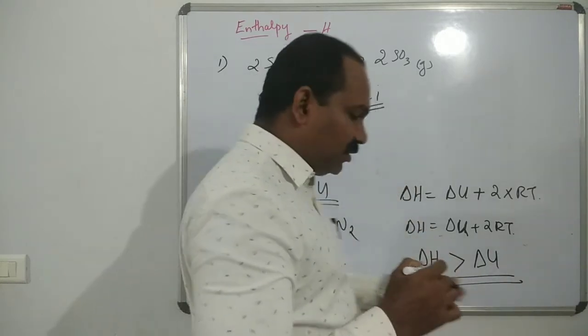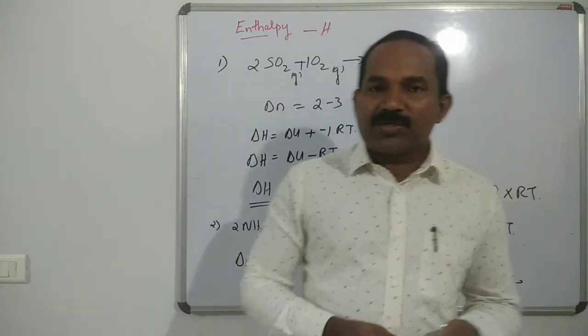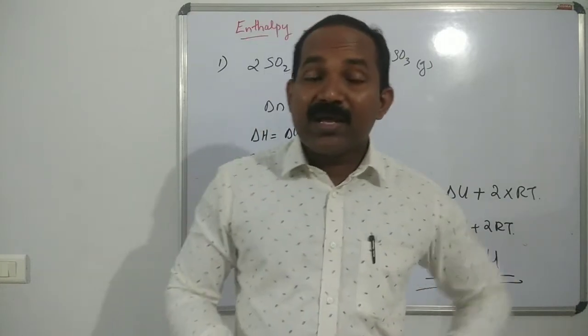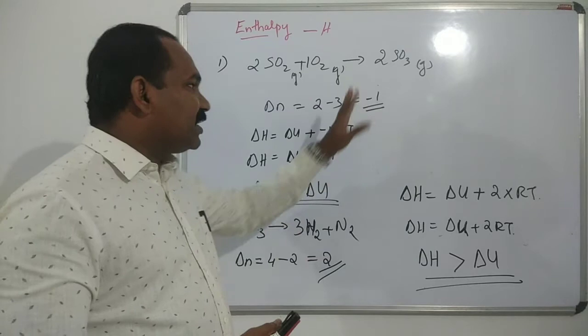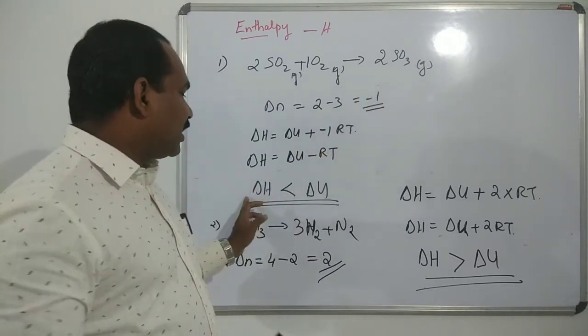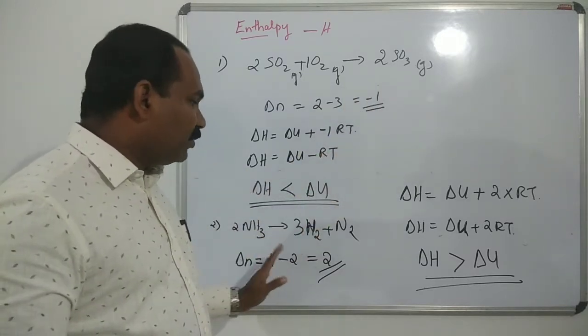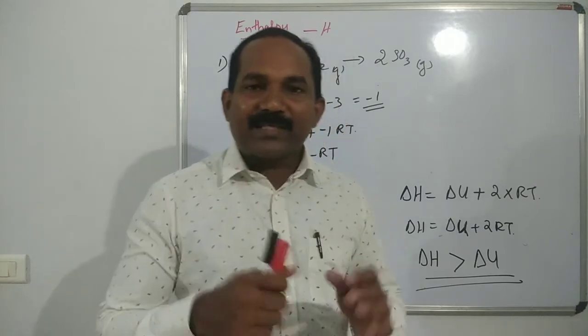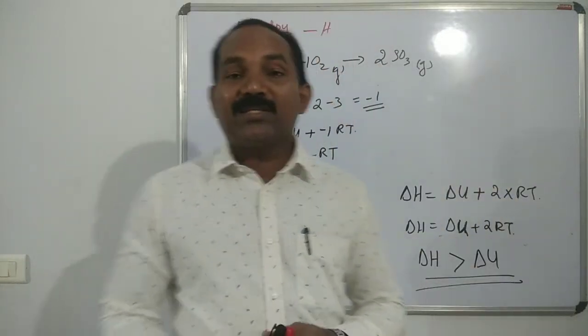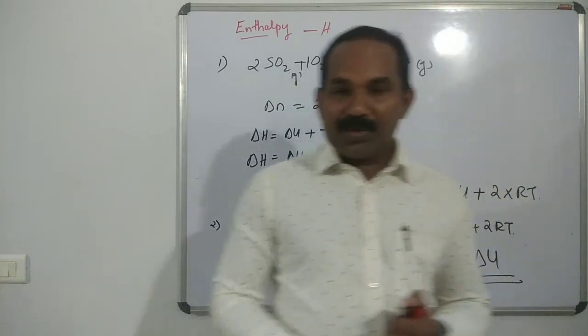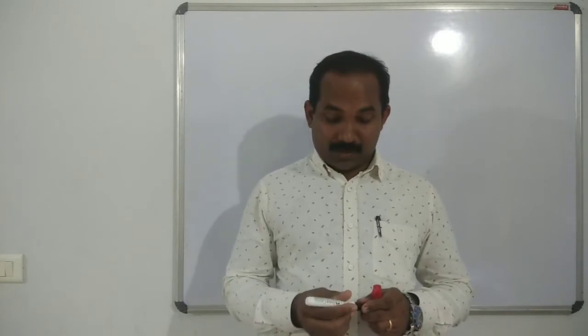So, when delta n is equal to 0, delta H is equal to delta U. When delta n is a negative value, delta H becomes less than delta U. And when delta n is a positive value, delta H is greater than delta U. Okay, clear? Yes. Next we discuss the relationship between delta H and delta U.